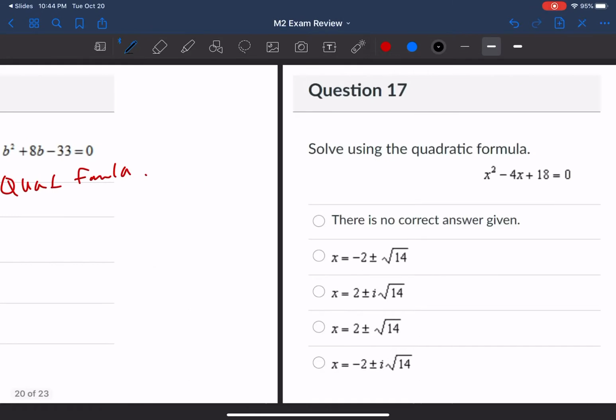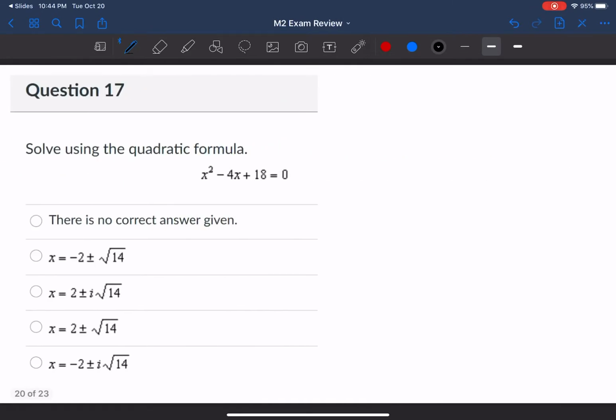Same thing. 17, okay, another one. You can use quadratic formula. X squared minus 4x plus 18. When you do it, you're gonna have a complex number actually. So it'll be 2 plus minus i square root of 14. Okay.